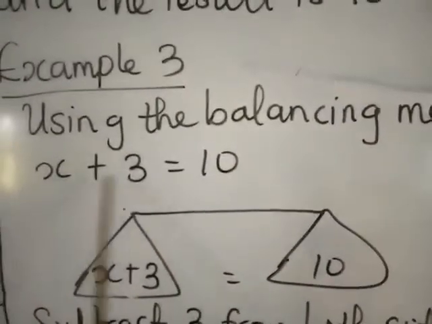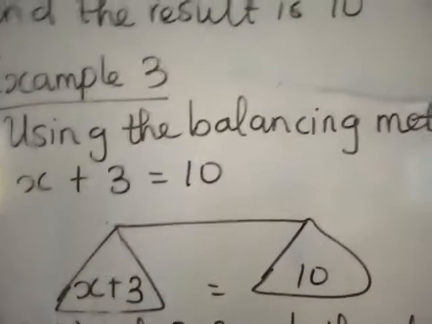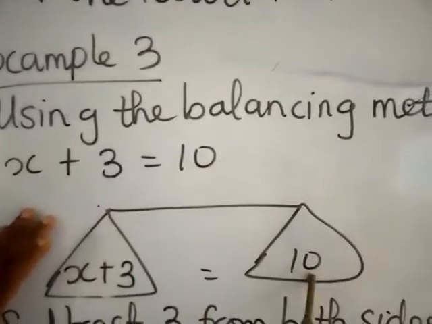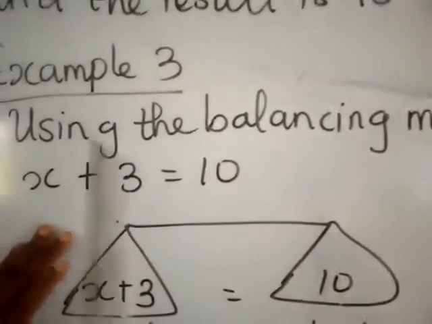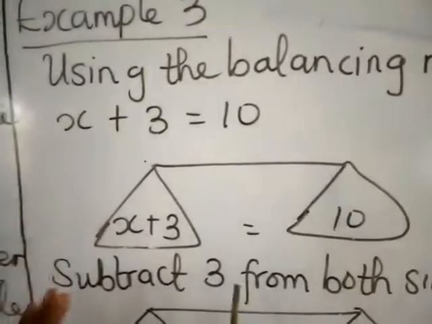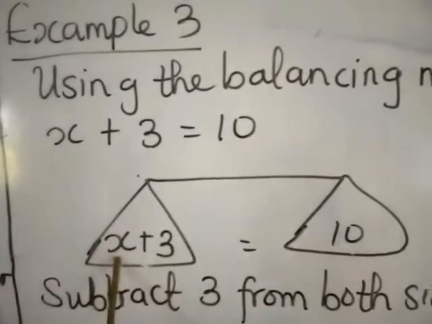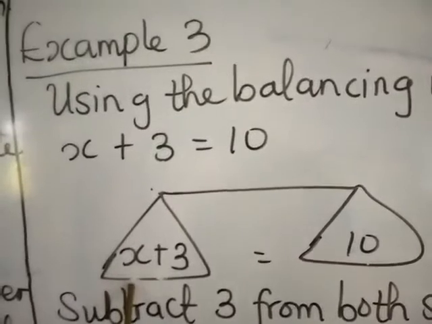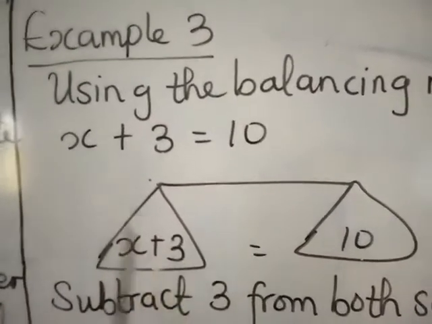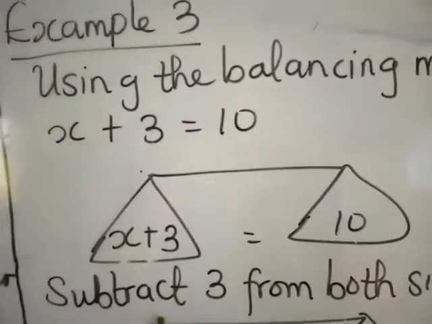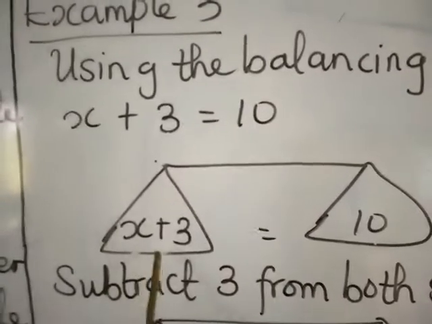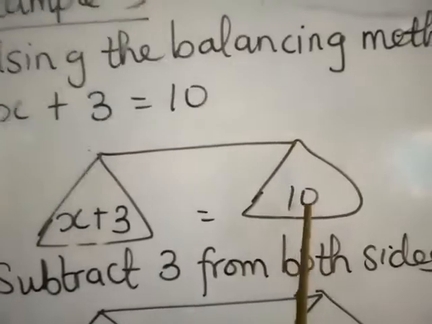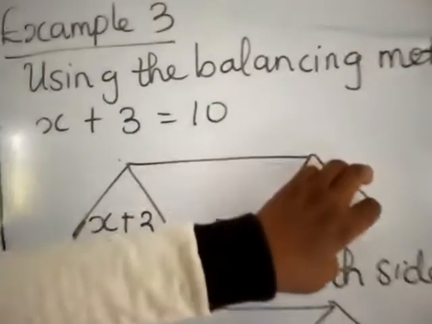We say x plus 3 equal to 10. Now, x plus 3 is on one side of the scale. 10 is on the other side of the scale. So for us to balance this scale, we now say what? x is an unknown number and we are looking for the value of this number, x. So we have plus 3. Since we have plus 3, we are going to subtract 3 from both sides. We are not subtracting 10 because 10 is the only number on this side of the scale.